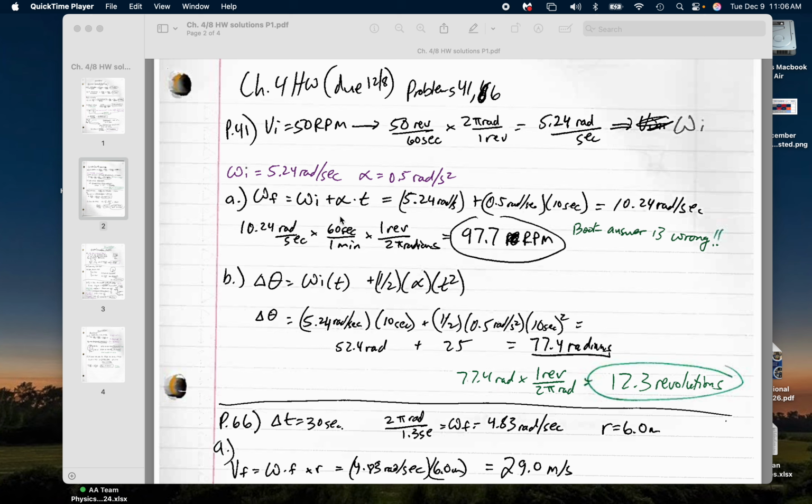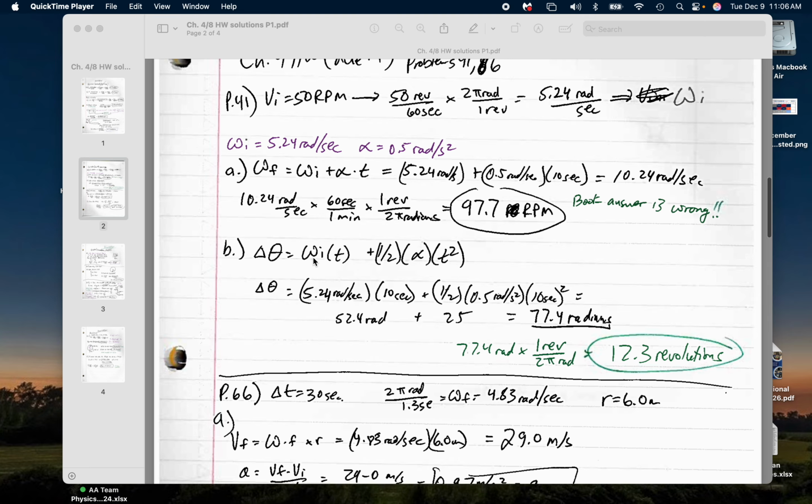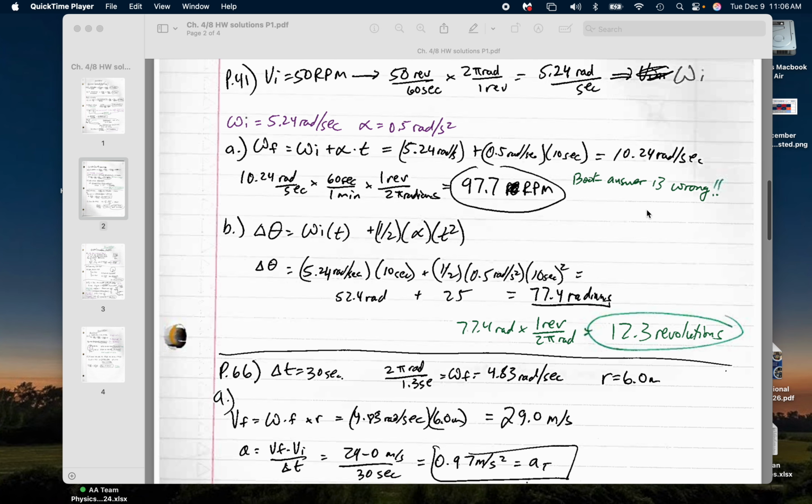For part B, it's asking for how many revolutions the wheel makes during that time, so that's angular displacement. Again, I use my angular version of the kinematics formula that we've used for a long time, and I get that this is 77.4 radians. Again, 77.4 radians times 1 revolution over 2 pi radians is 12.3 revolutions. The book answer to this, I think, was incorrect, by the way, so I think my answer is correct on this.